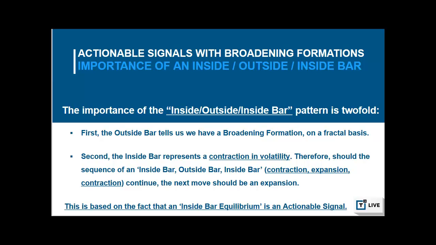The importance of an inside-outside-inside bar pattern. Right? It's twofold here. First, the outside bar tells us that we have a broadening formation by definition on a fractal basis. Second, the inside bar represents a contraction in the volatility, a contraction in the range. Therefore, should the sequence of an inside bar, outside bar, inside bar, contraction, expansion, contraction, continue, the next move should be an expansion. Right? And so why can we expect that?